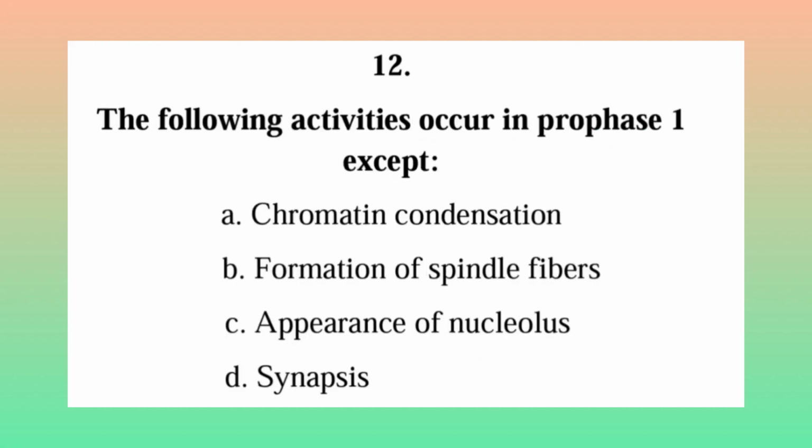12. The following activities occur in prophase 1 except A. Chromatin condensation, B. Formation of spindle fibers, C. Appearance of nucleolus, D. Synapsis. Answer C. Appearance of nucleolus. Nucleolus does not appear in prophase 1, instead it disappears. So option C, appearance of nucleolus is the correct answer.